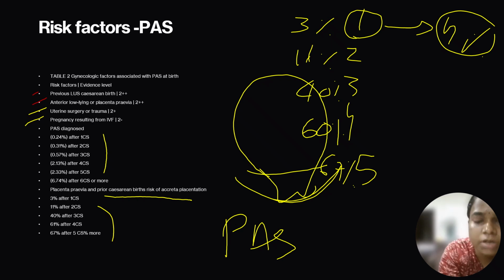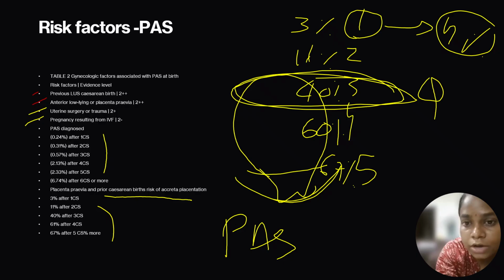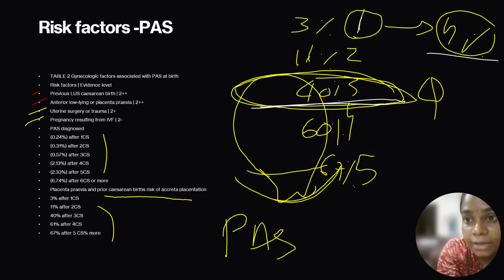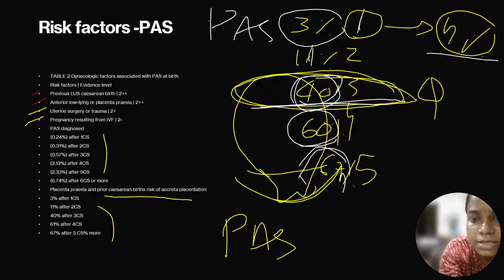Very important thing is this one: with 3 previous cesarean sections, placenta previa converting into placenta accreta is how much percentage? This is a very important question. It is 40%. So again, I'm repeating: with 1 cesarean section, the placenta previa incidence is 4%, and that placenta previa converting into placenta accreta spectrum is 3%. 2 cesarean sections 11%, 3 cesarean sections 40%, which is important, 4 cesarean sections 61%, and 5 or more cesarean sections 67%.